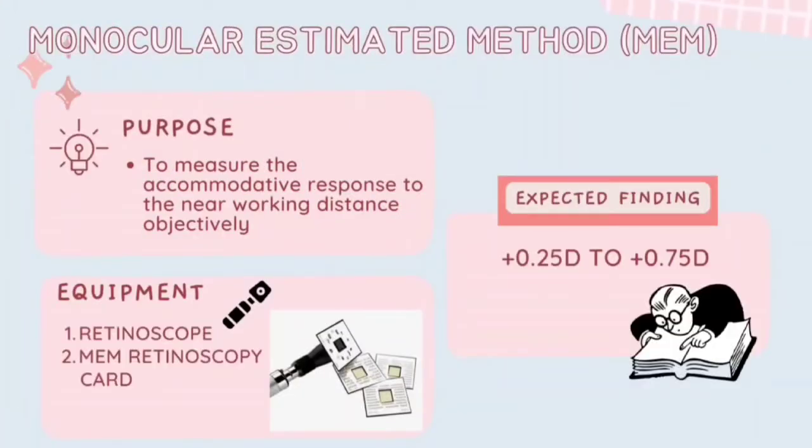Then there is monocular estimate method, MEM. It is to measure the accommodative response to the near working distance objectively. The expected finding is plus 0.25 diopter to plus 0.75 diopter lag of accommodation.